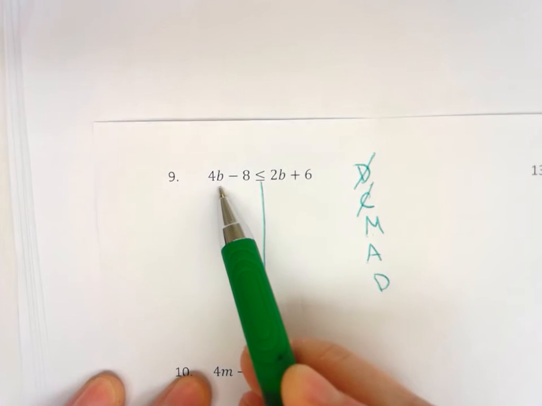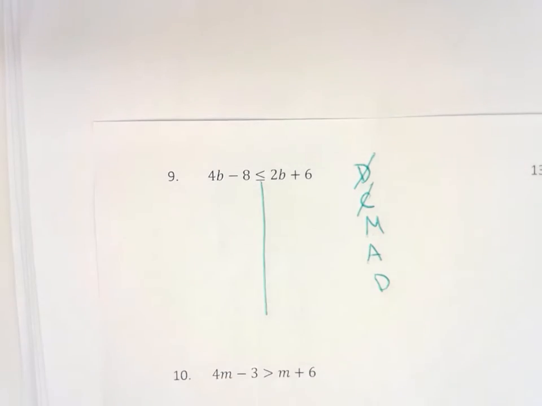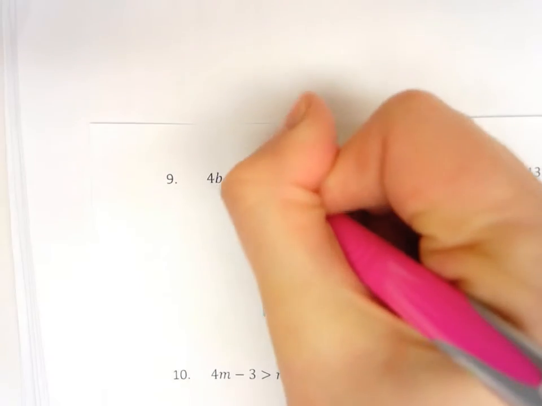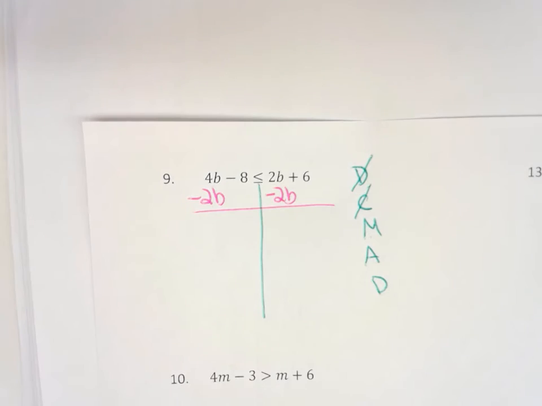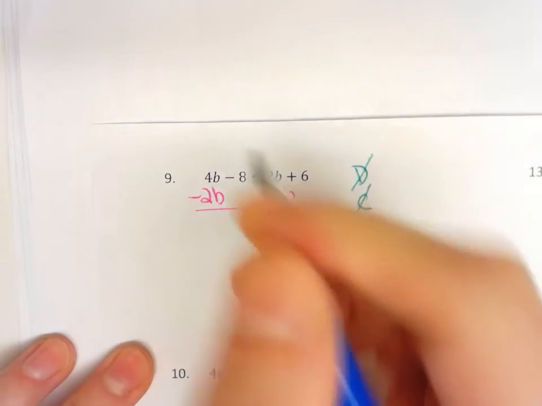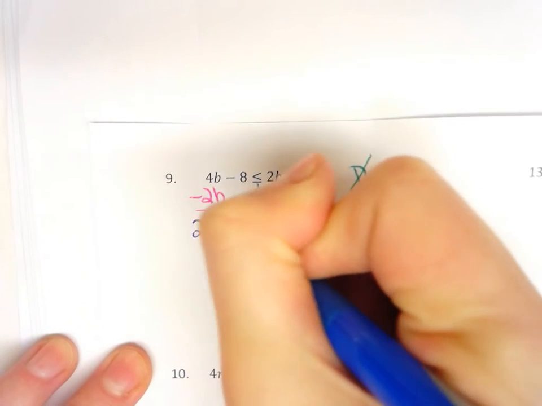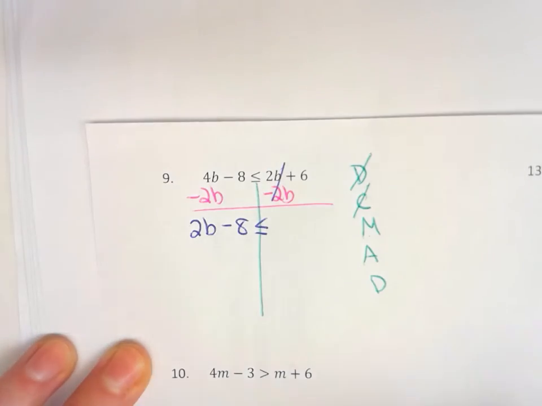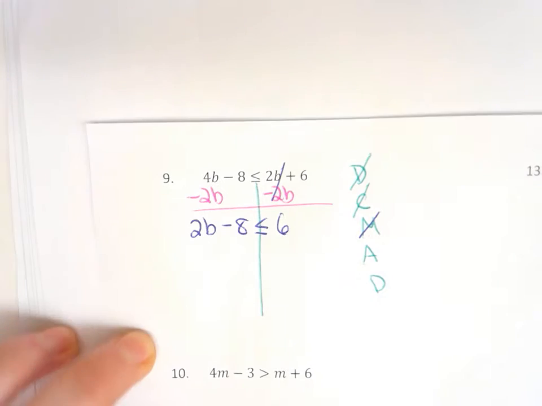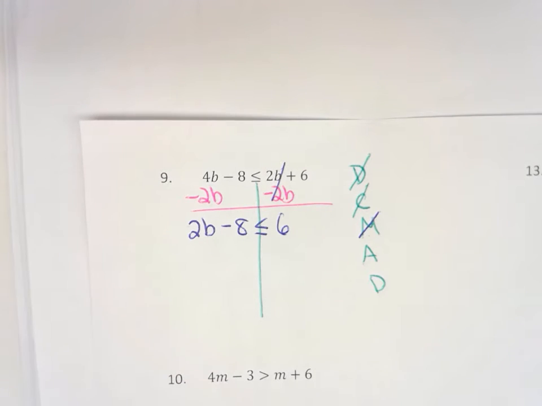Now 4b is already on the left, but 2b isn't. And because it's positive, we are going to subtract 2b from each side of the inequality sign. 4b minus 2b is 2b, and you still have minus 8 is less than or equal to. Those 2b's cancel and leave you with that positive 6.